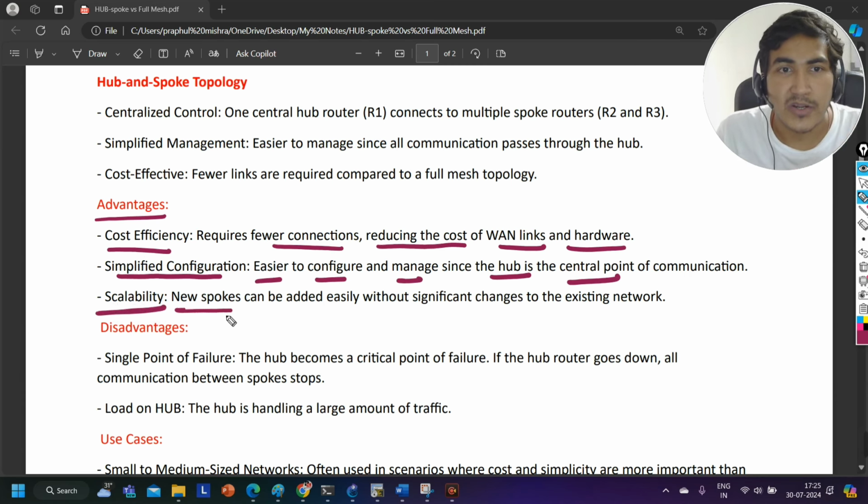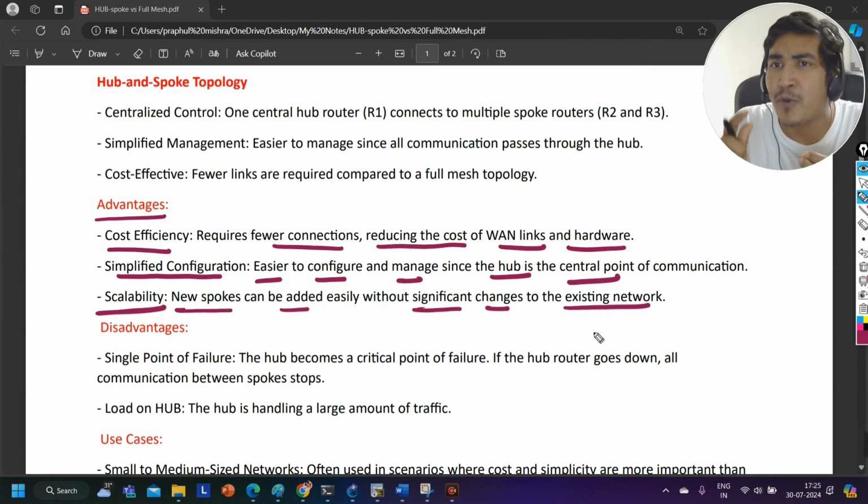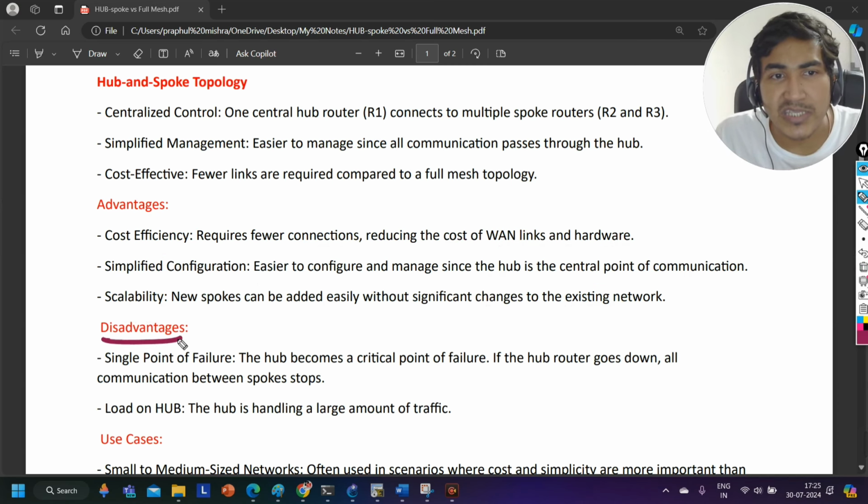Scalability means a new spoke can be added easily without significant change in the existing network, right? So with the help of minor modification in configuration, we can add new branch offices. On the hub router, we need to add a few commands and we need to configure one spoke router. That's it. Like this, I can add new branch offices, so it is easy to scale the network, right? Scalability. Then guys, what is the disadvantage of hub and spoke topology?